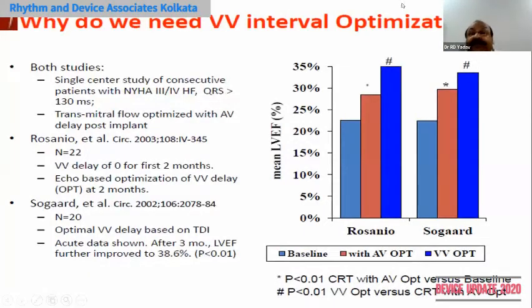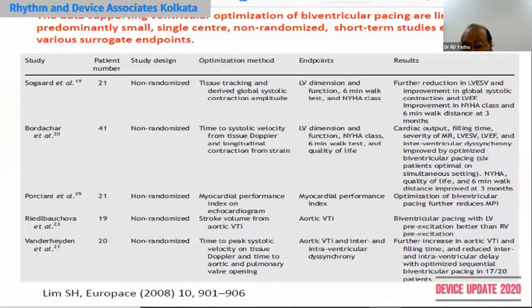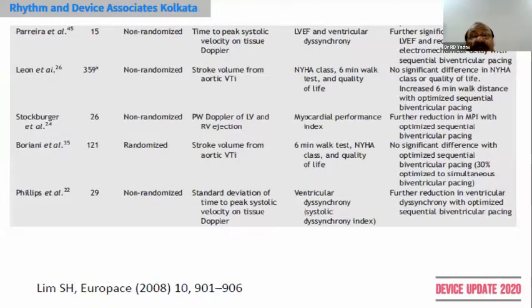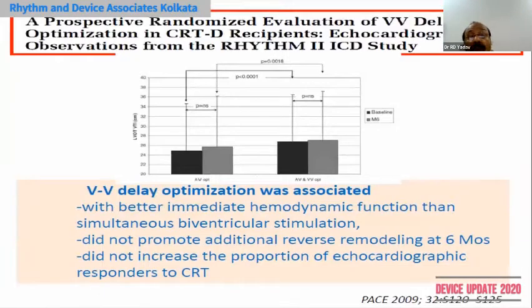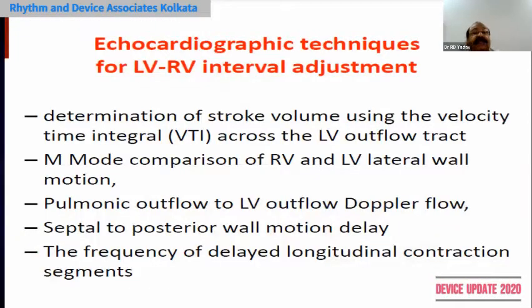Why do we need VV interval optimization? These two studies have shown clearly that VV optimization increases the ejection fraction more as compared to optimal AV or simultaneous AV interval. Other trials have shown some benefit, some no benefit, but it should be adjusted to have maximum benefit. So definitely VV optimization is needed in this group of patients.